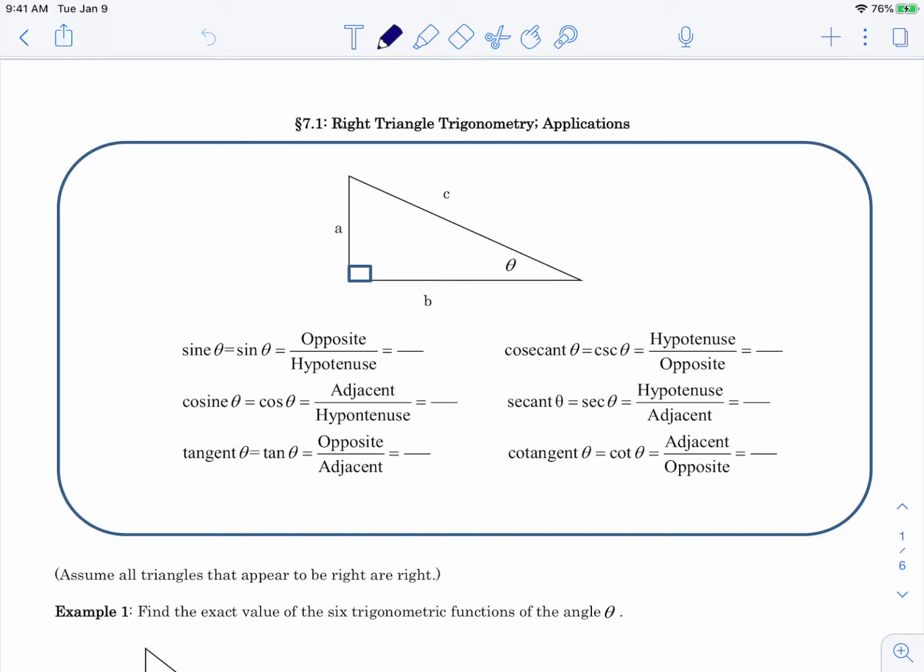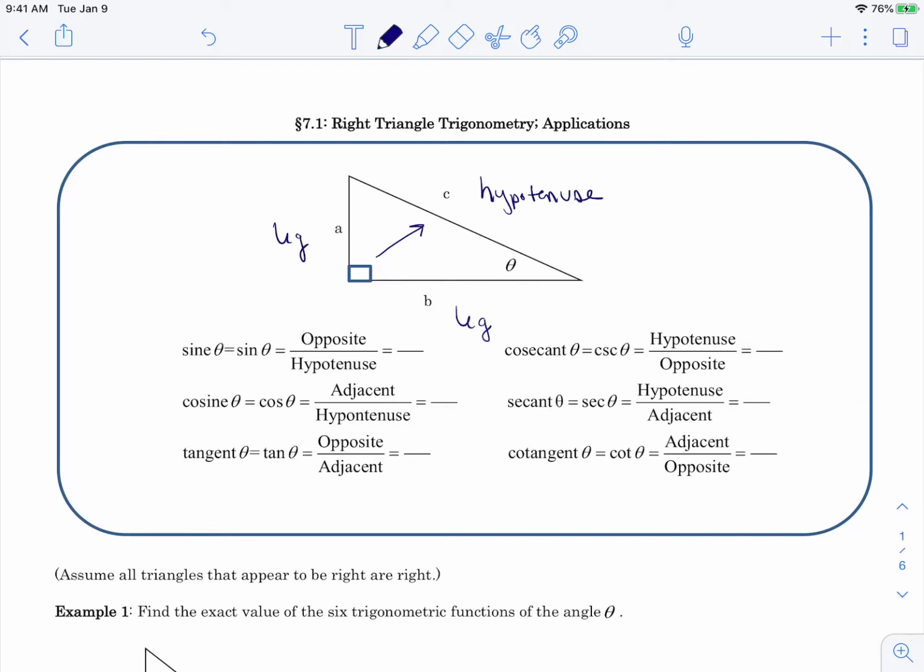We refer to C as our hypotenuse, and A and B are our legs. I guess I should just say leg.